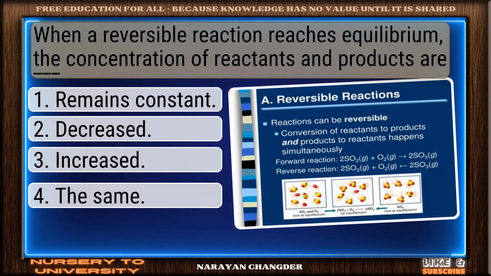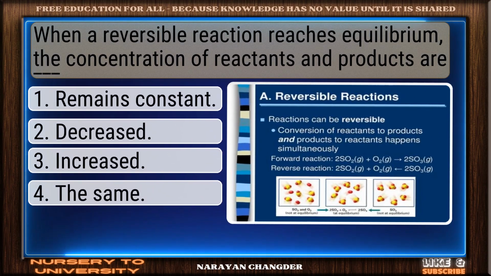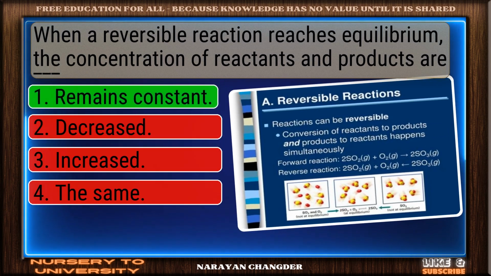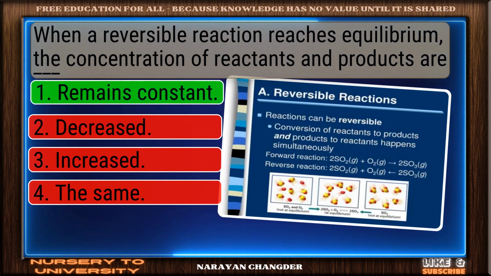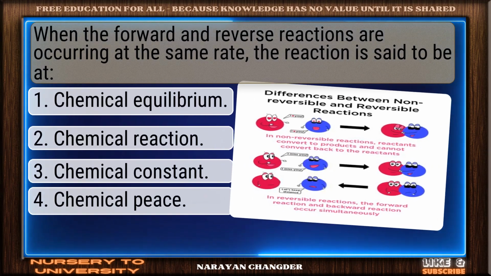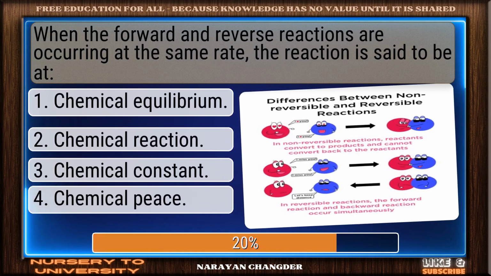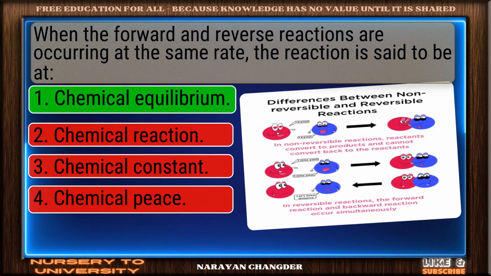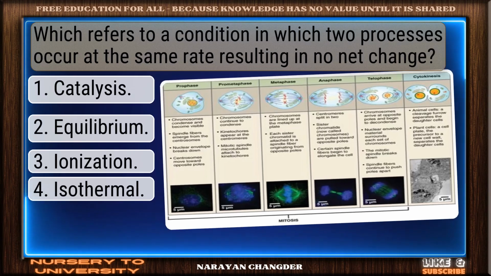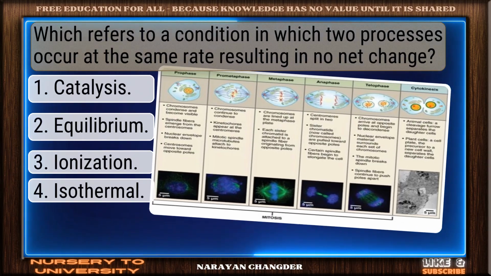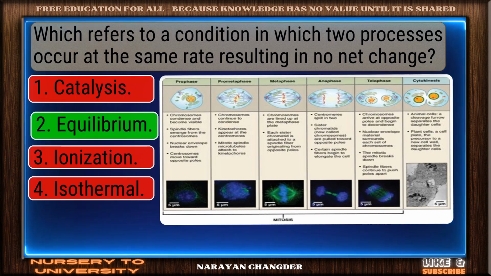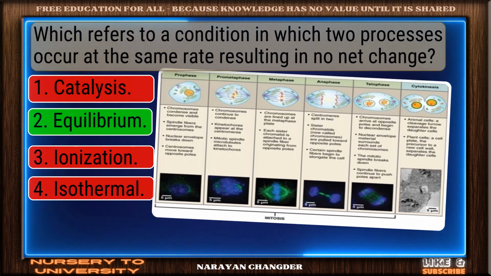When a reversible reaction reaches equilibrium, the concentration of reactants and products are dash. You're right. Remains constant is the correct answer. When the forward and reverse reactions are occurring at the same rate, the reaction is said to be at... Well reasoned. Chemical equilibrium is the correct choice. Which refers to a condition in which 2 processes occur at the same rate, resulting in no net change? Bravo. Equilibrium is the answer.